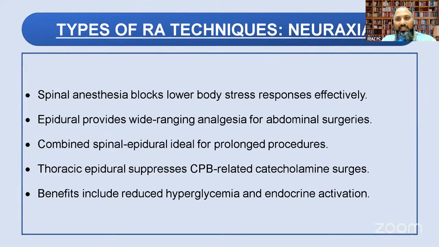The types of regional anesthesia techniques are two types. One is neuraxial and the other is peripheral nerve blockade. Spinal anesthesia blocks lower body stress responses effectively. The only problem with spinal anesthesia is that it can be given as a single shot. Nowadays, we can do intrathecal prolonged spinal anesthesia or intrathecal prolonged blockade, or we can give an infusion of intrathecal regional anesthesia blockade. Epidural provides wide-ranging analgesia for abdominal surgeries.